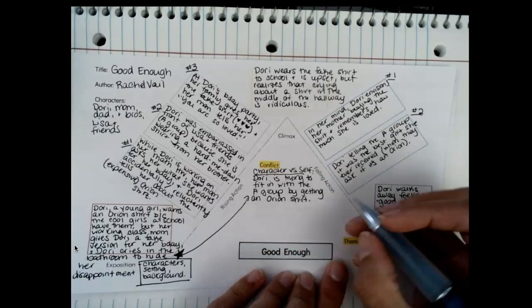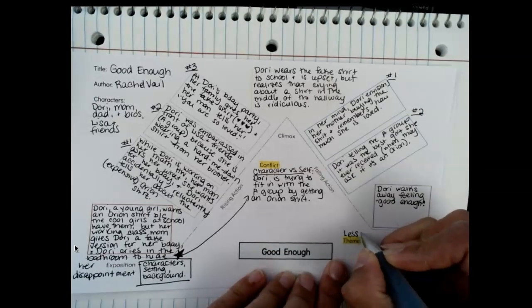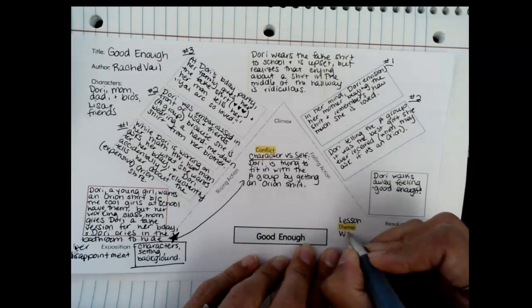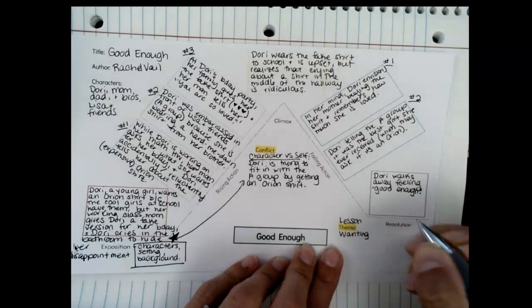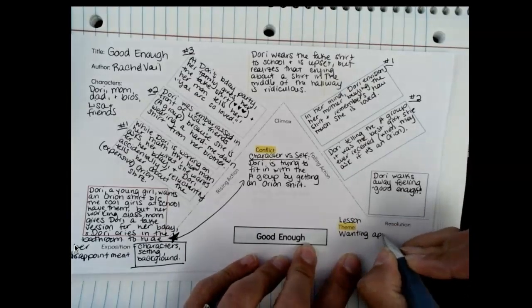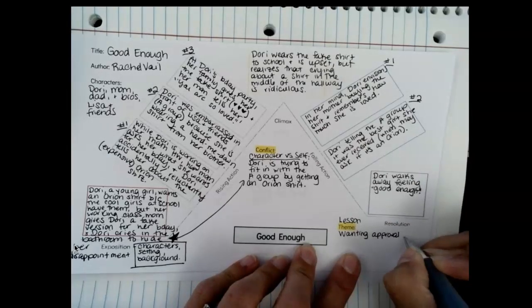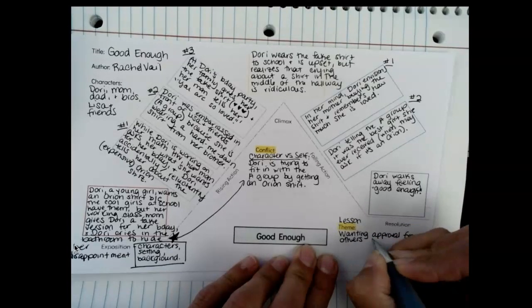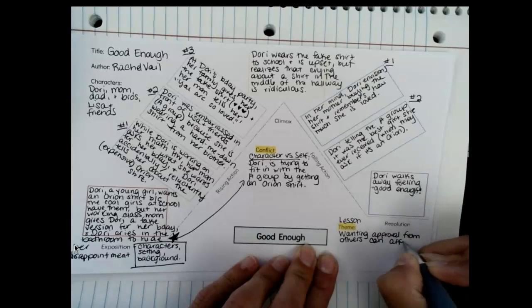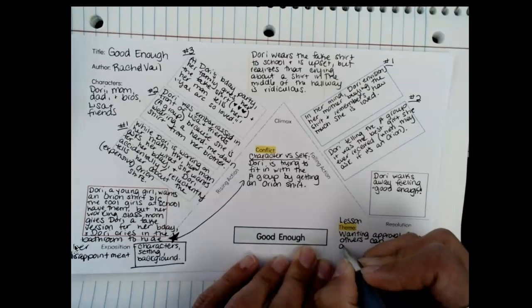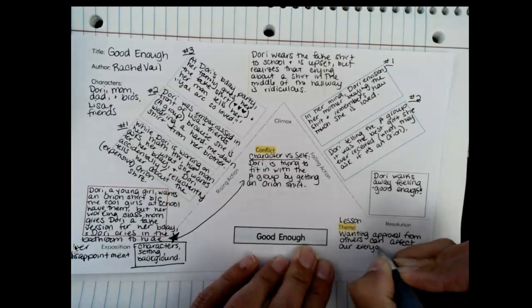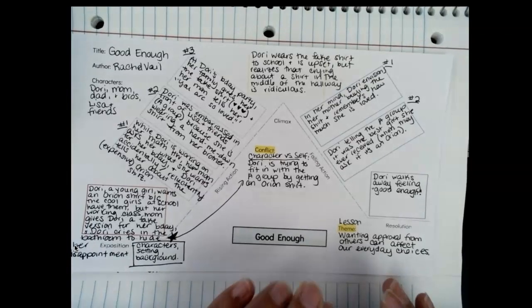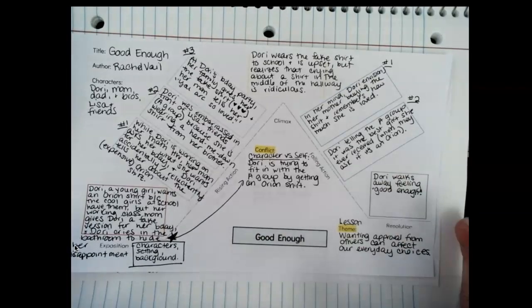So going over to the theme, what is the lesson that Dory learns? What's the lesson that we learn through Dory? There's plenty of themes, but we can write something from our theme anticipation guide: wanting approval from others can affect our everyday choices. You might write something different than that if you want, but that was definitely one of the themes. Okay, so now our diagram is completed.